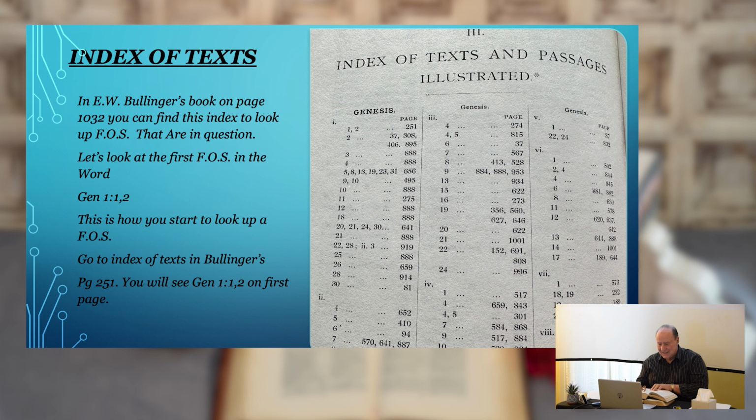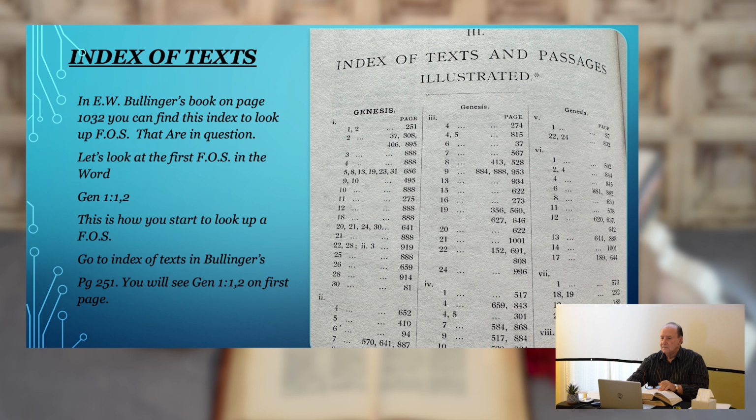But the first figure of speech is in Genesis chapter 1, verse 1. Would somebody read it for me? Rita, you can go ahead. Genesis chapter 1, verse 1. In the beginning, God created the heaven and the earth. Verse 2. And the earth was without form and void, and darkness was upon the face of the deep. And the Spirit of God moved upon the face of the waters.